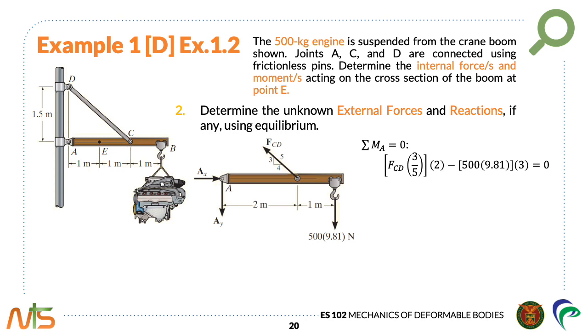Next, we have the weight of the engine multiplied by the perpendicular distance of 3 meters. So this next term is negative since it causes a clockwise rotation at A. And then, we equate the summation of moments to 0 and determine the unknown force FCD. So FCD is equal to 12,262.5 newtons.